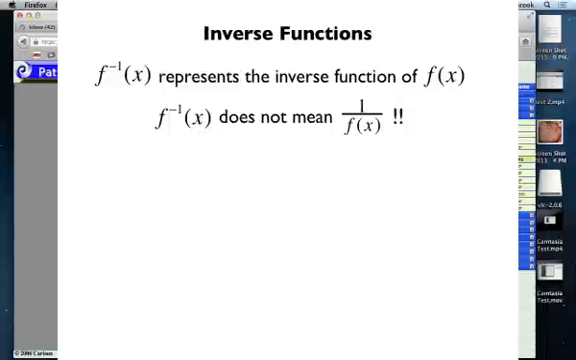It doesn't make sense. You just don't take the function and take 1 over it. That's not what inverse is. How about this table problem?